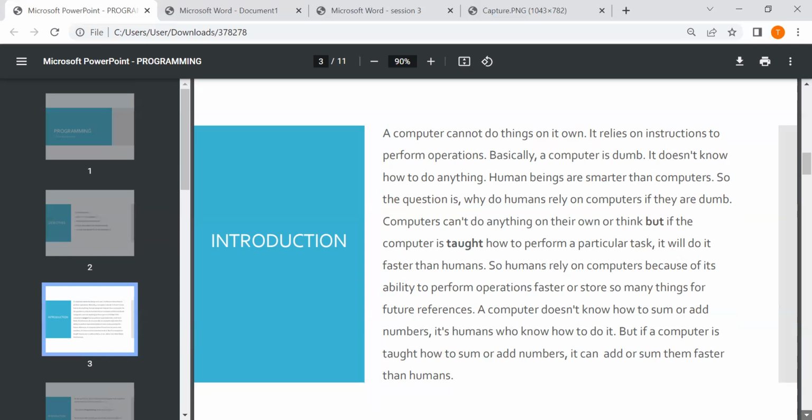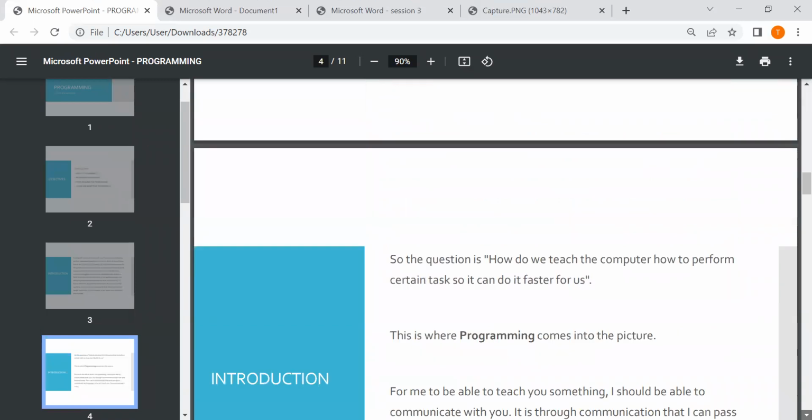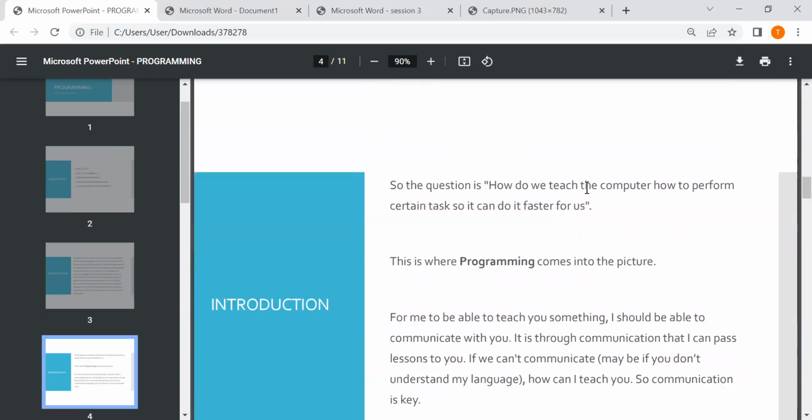Humans rely on computers. So I said something here. The question is, how do we teach the computer how to perform certain tasks so that it can do it faster for us? We need a computer's assistance, but the computer can't help us. It doesn't know how to go about it. It doesn't know how to help us. We need a computer to add two large numbers for us. The computer doesn't know how to do that. We know how to do that, but the numbers are too large for us. All we need is for those numbers to be added faster. So we can teach the computer how to add those numbers, how to perform the operation. When we teach the computer, it can do the operation faster for us. You get it?